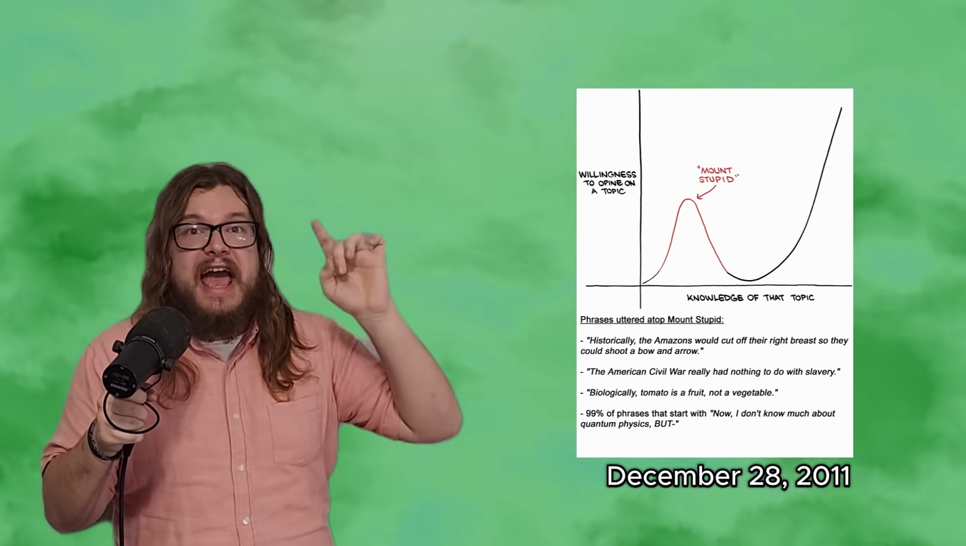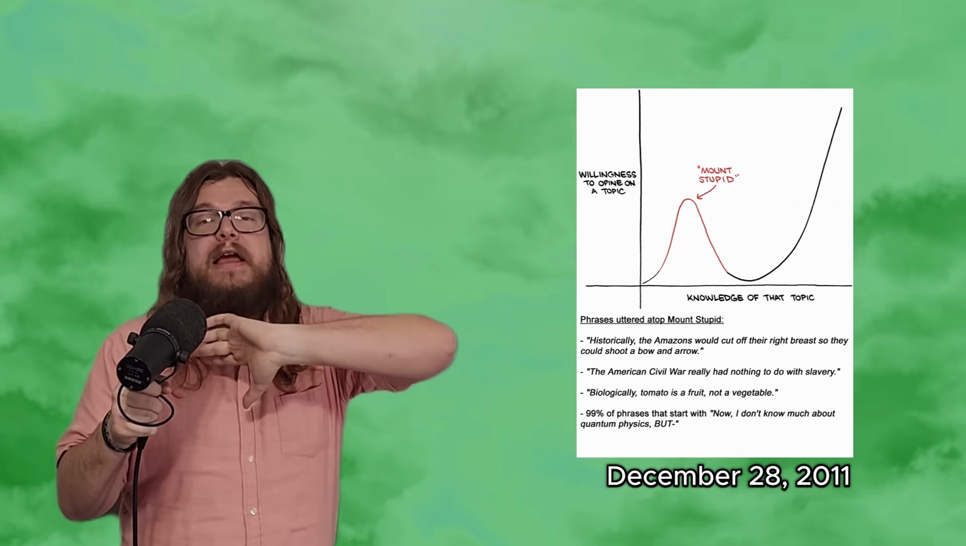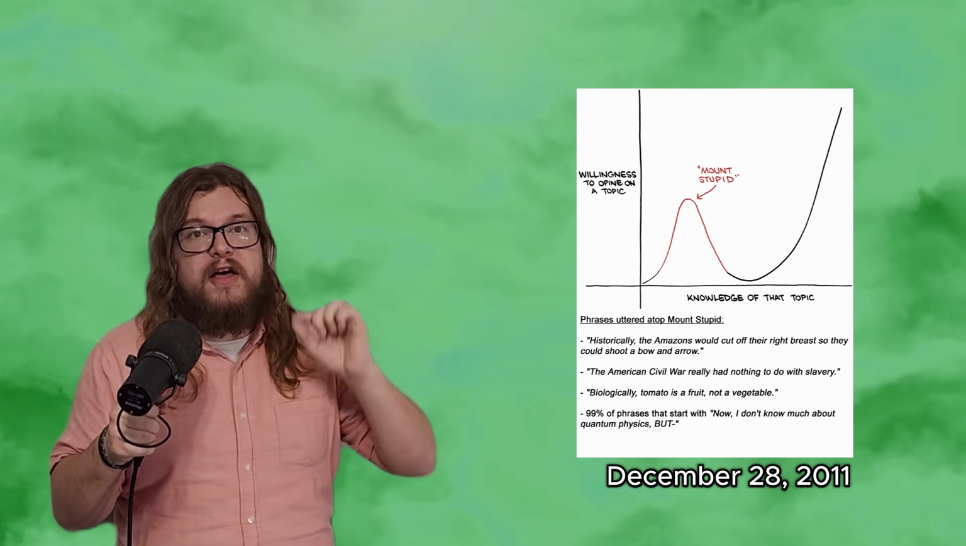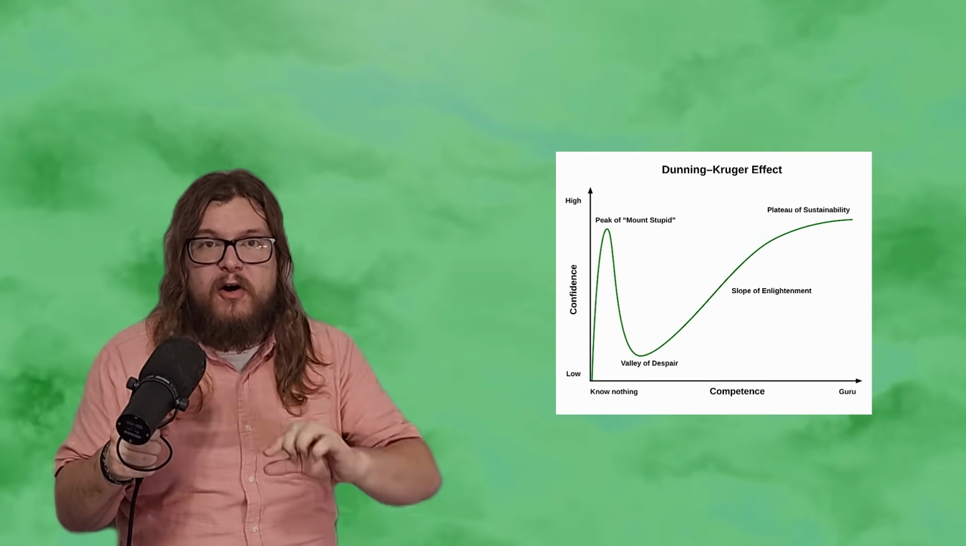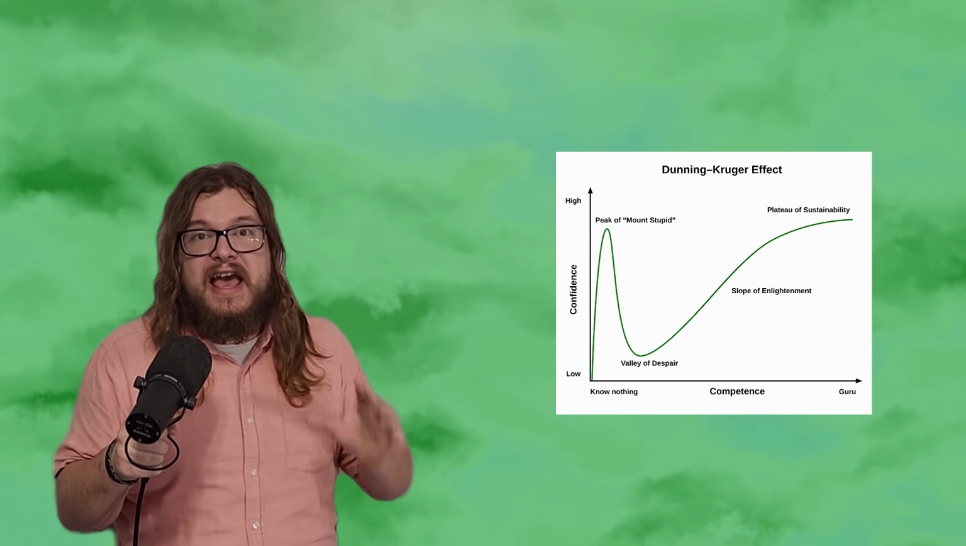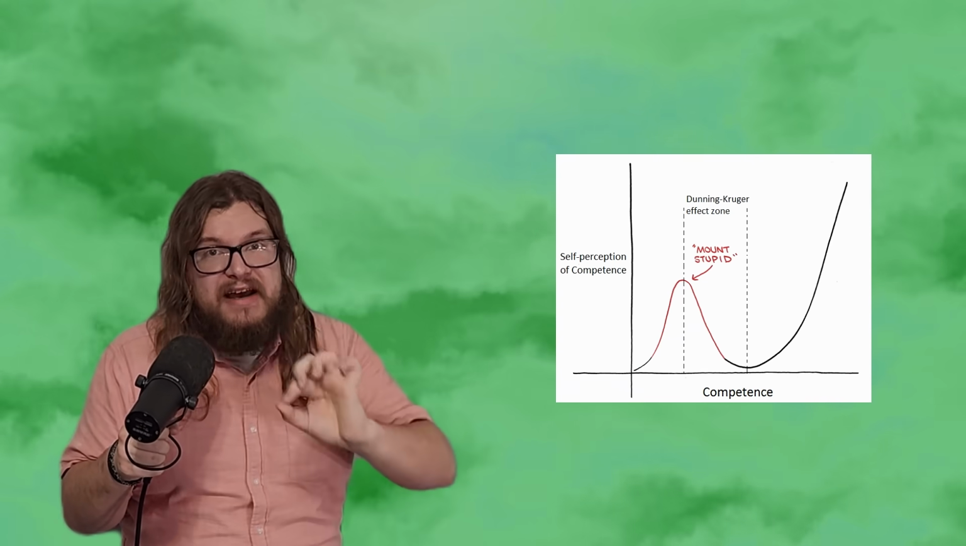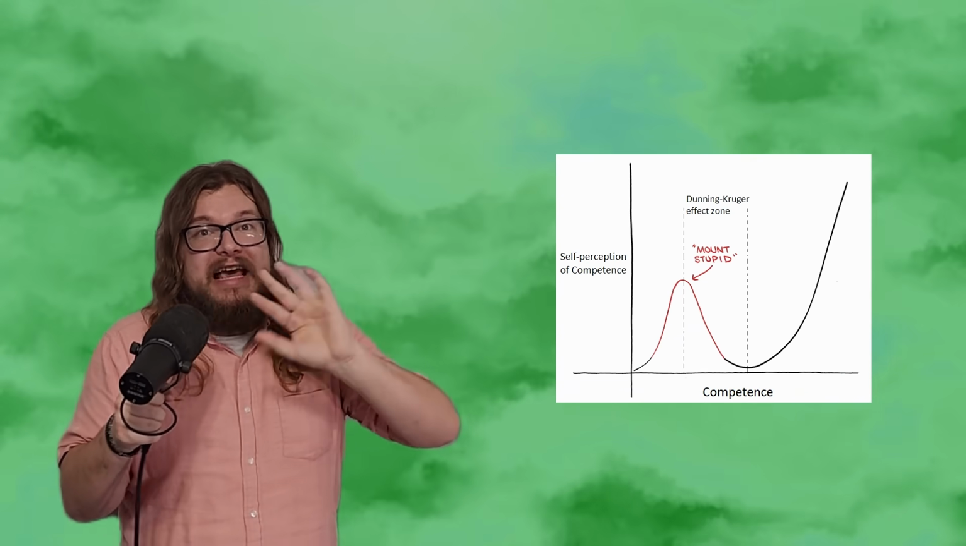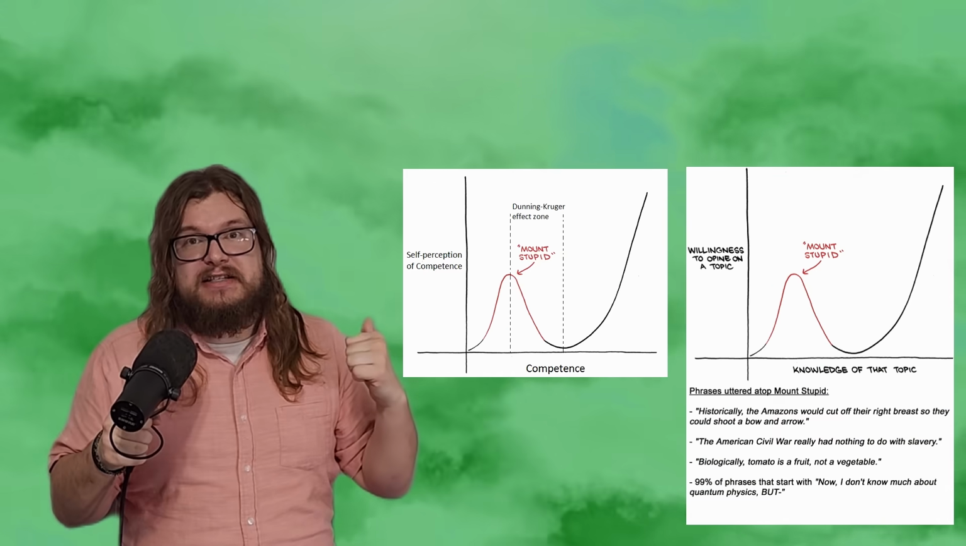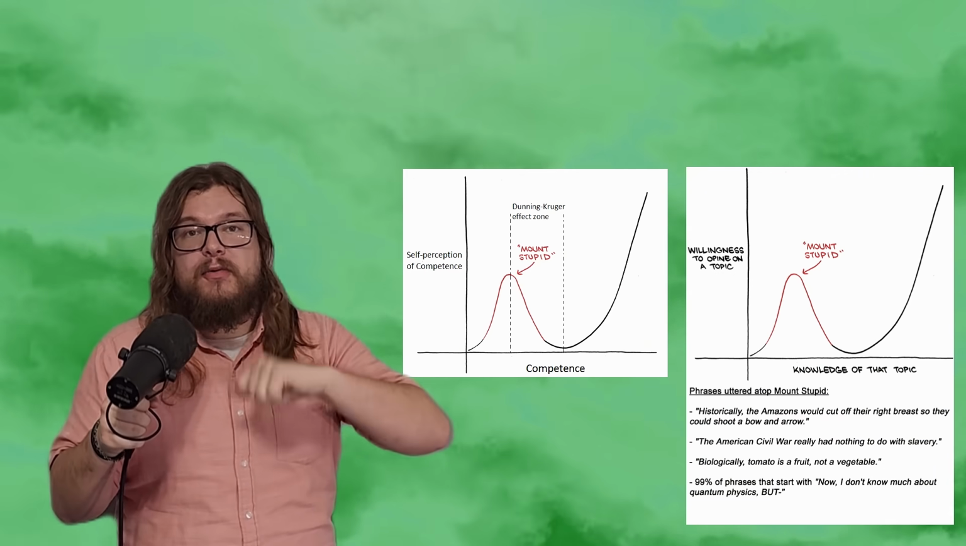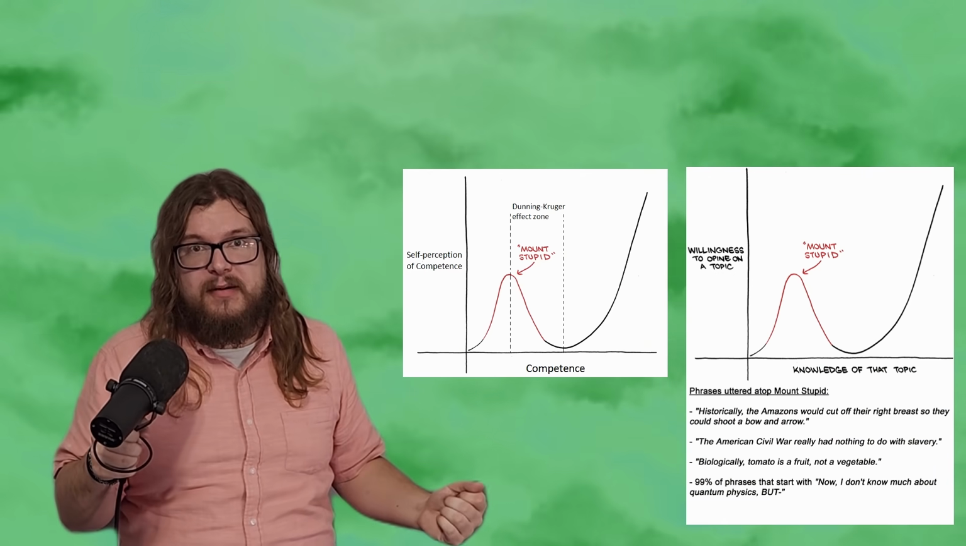Mount Stupid. And despite this graph, once again, making no mention of Dunning-Kruger, the Mount Stupid label is found all over these Dunning-Kruger graphs. In fact, this graph, which is definitely one of the more famous examples, is literally just the SMBC comic with the labels replaced and the words Dunning-Kruger plastered on top of it.